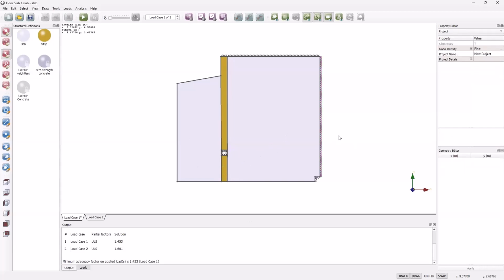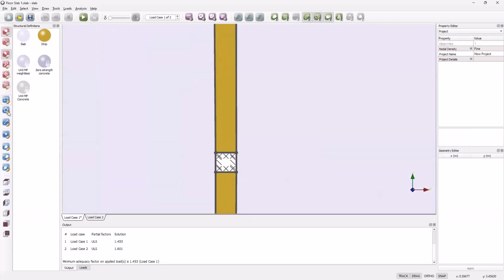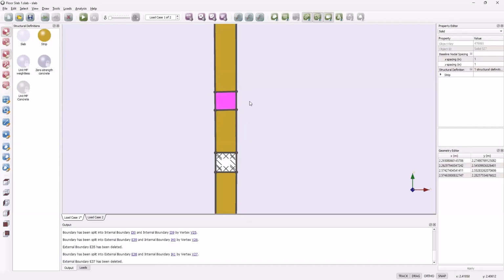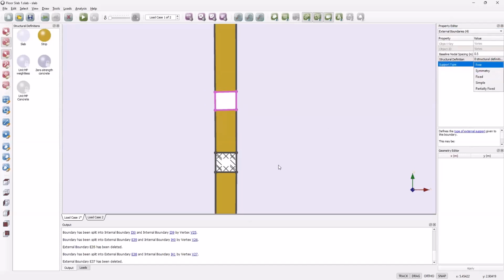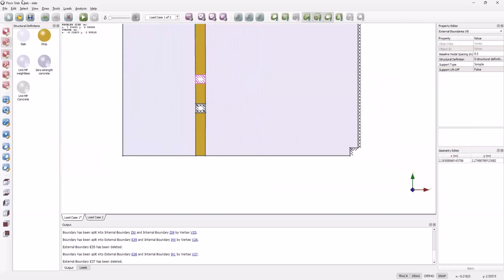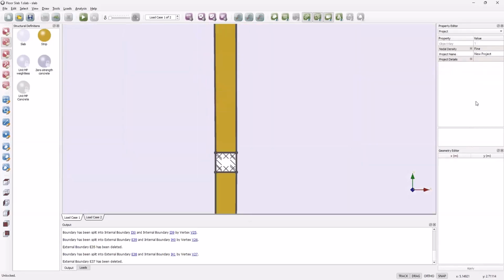When we come to look at a column, we actually have one in this corner here, and we have one in the middle of the beam. All we're doing is, if I select here, we can draw a polygon. This is effectively making a small cutout of the right dimensions and then selecting the boundaries around the edge and applying those same support condition types that we were having for the external boundaries. So in this case, if we wanted, say, simple support around that edge, that provides column support within our slab, and we can do the same on the edge here. If I just undo that, we go back to there.